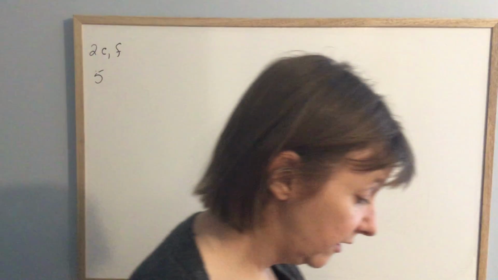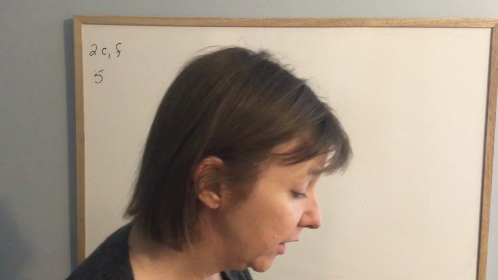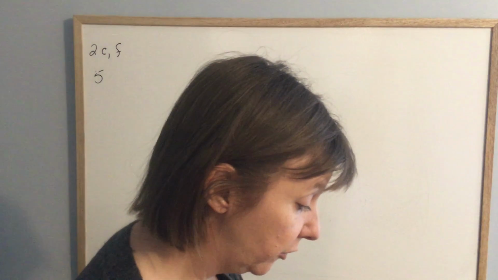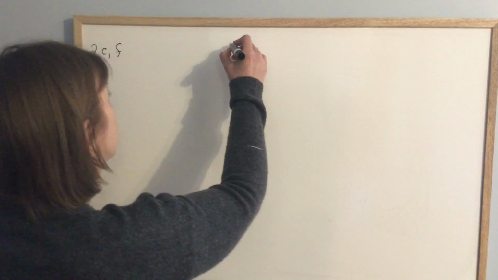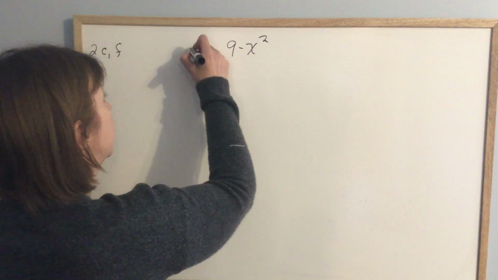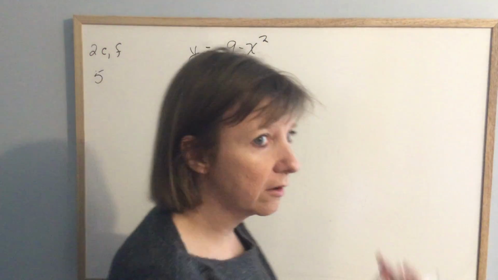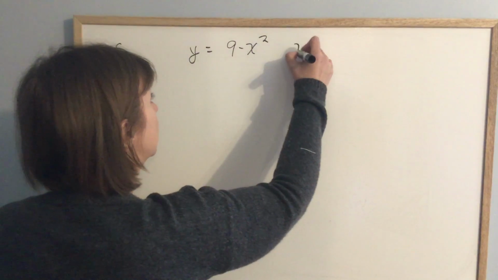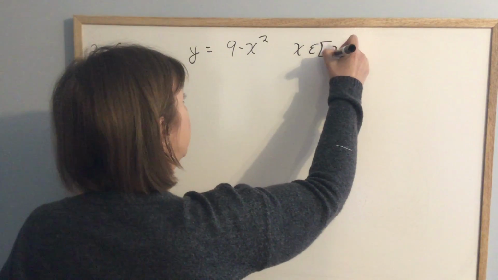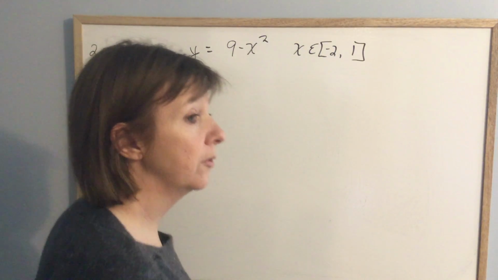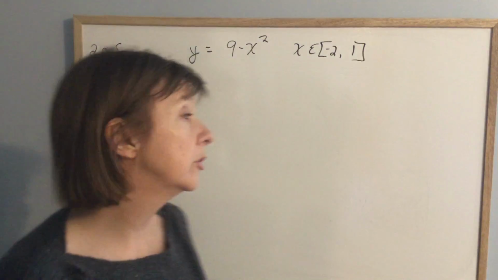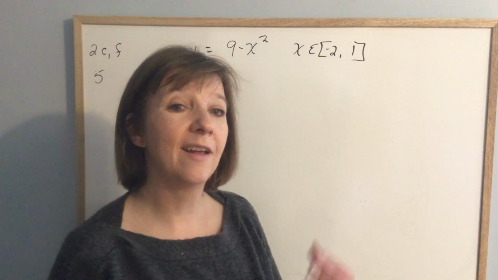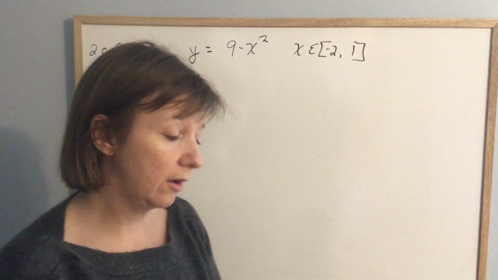Number 2C says, without graphing, find the absolute max and the absolute min of each function. So for 2C, it says 9 minus x squared. You can say y is equal to f of x, doesn't matter. And they say x goes from -2 to 1. In other words, they're only graphing the portion of this graph where x is -2 all the way to 1, and they're not continuing that graph.